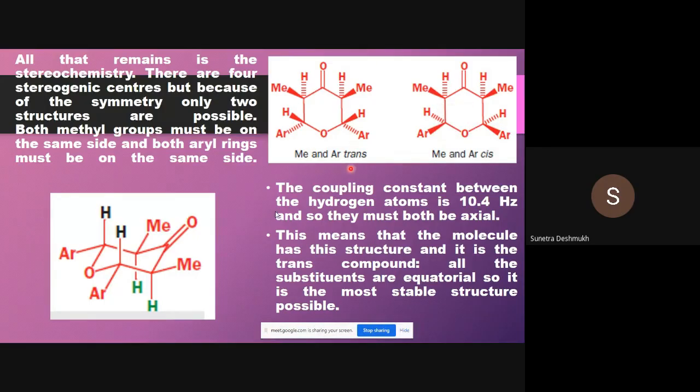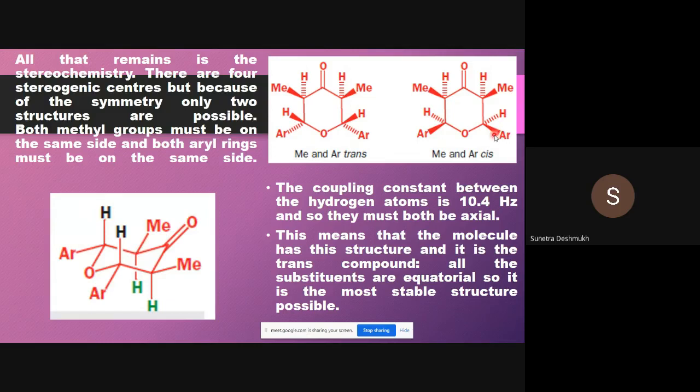In one structure, the methyl group and aromatic group should be opposite to each other, or they should be on the same side of the ring, on the same side of this cyclohexane chair conformation. Here I have drawn the cyclohexane chair conformation. In the first one, methyl and aromatic are trans to each other. This methyl is present above the plane, this methyl is also above the plane, and at the same time these two aromatic groups are present below the plane. So these are trans to each other.